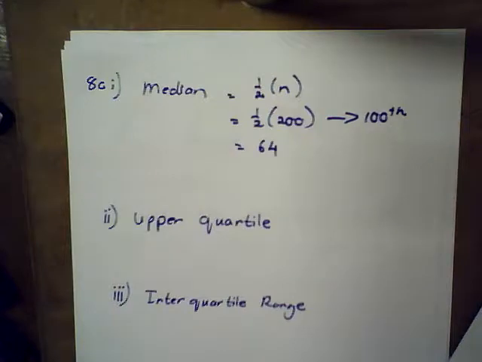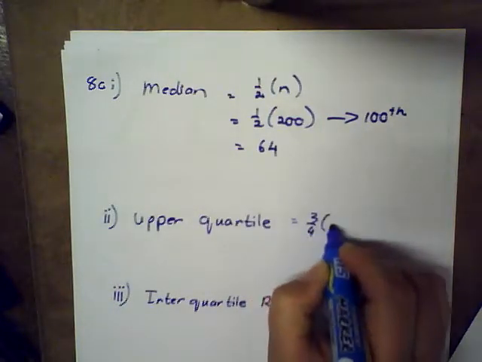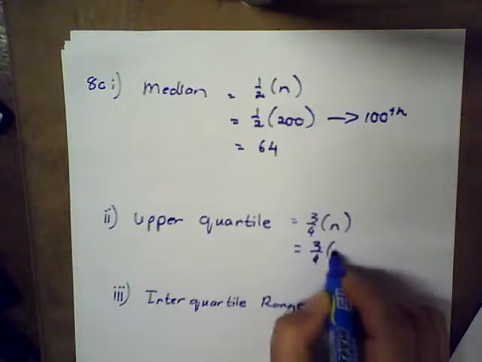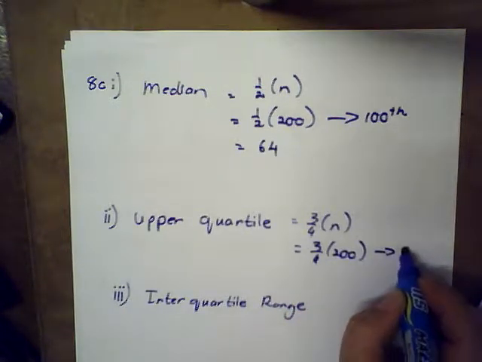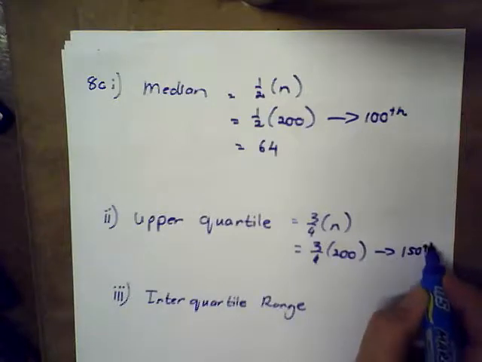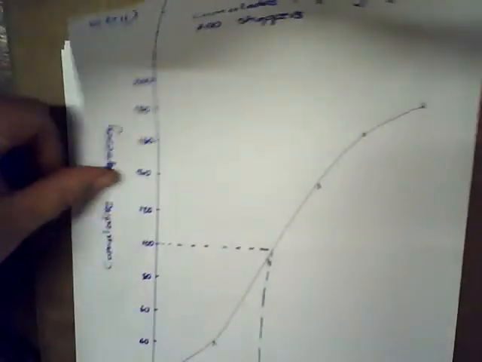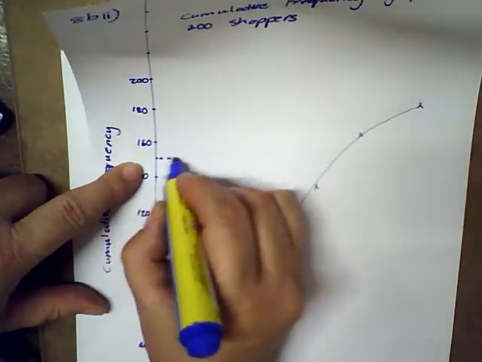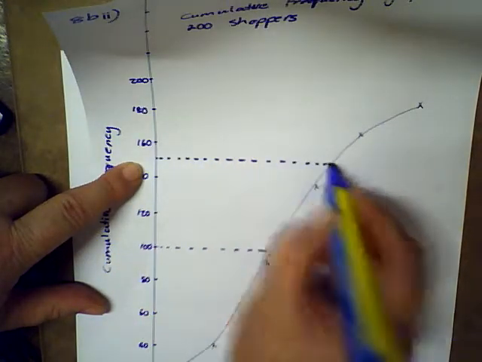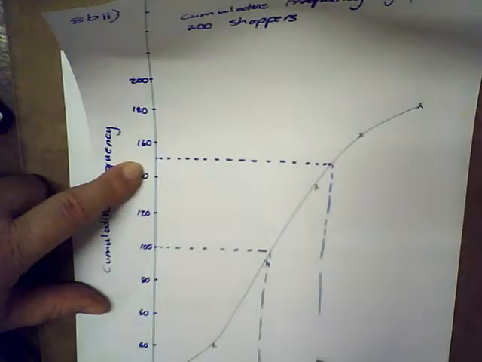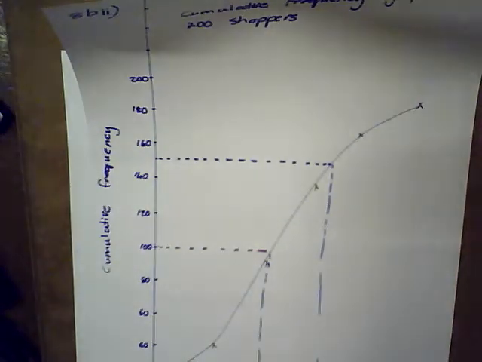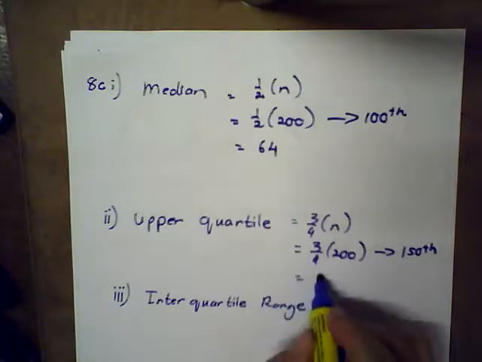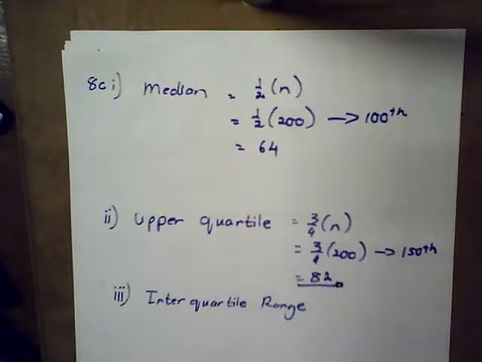Then the upper quartile, my upper quartile is just 3/4 of n. That would be 3/4 of 200. That would give me the 150th number, so there's 140, there's 150, and you have to look it down there. And if I look down, according to my grid, it looks a little bit more, but it's about 82. Okay, so 82 would be the answer.